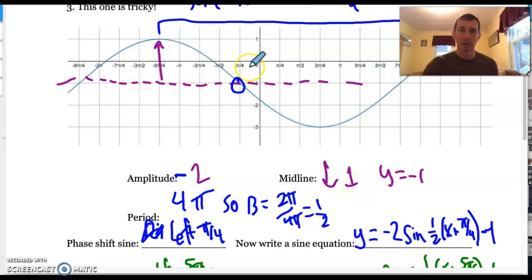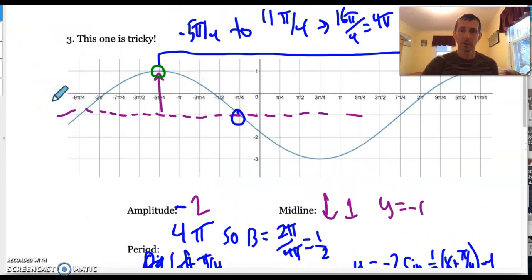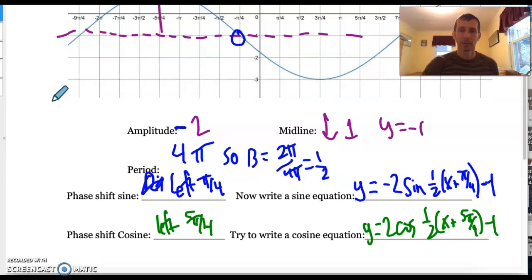And if I think of cosine, the cosine starting point is right here, which is a shift 5 pi over 4 to the left, and that's where it's supposed to be at the max. So I don't have a reflection, so it'd be 2 cosine 1/2 x plus 5 pi over 4, -1. So that one is tricky. There's a lot going on in there, but there you go.